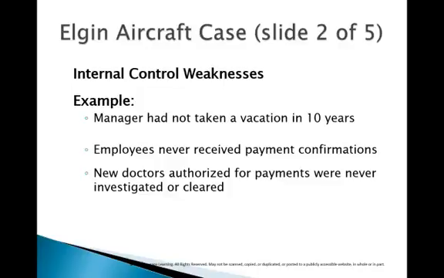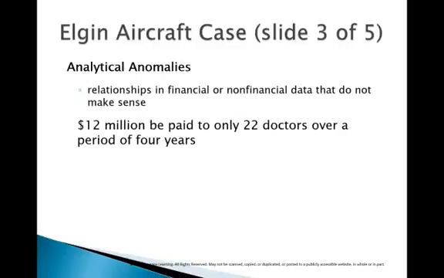And then the new doctors that were being authorized for payment were never investigated or cleared by anybody. So nobody ever checked to see if these doctors were actually legitimate doctors. She was able to create the fake doctors, put them into the system, and there wasn't a segregation of duty where somebody else had to approve that doctor and follow up to make sure that was a legitimate doctor. So there were weaknesses in the internal controls that created opportunities for this manager to commit fraud at Elgin Aircraft.